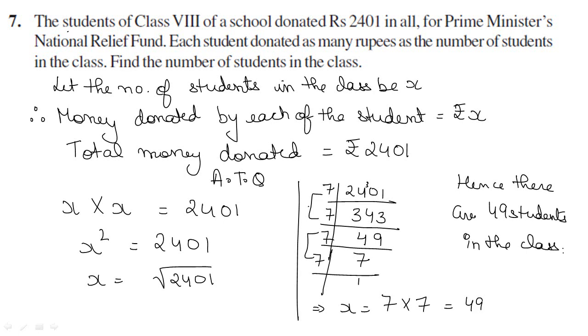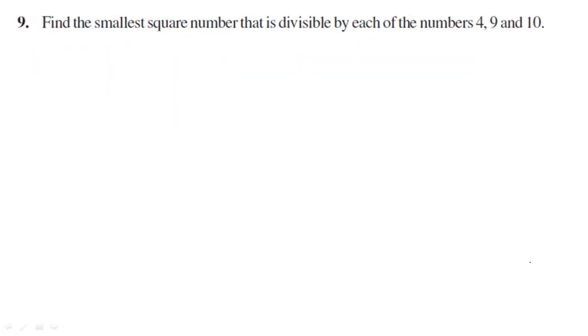Now let's see the last question, number 9, in which you have to find the smallest square number that is divisible by each of the numbers 4, 9 and 10. That means you have to find the smallest square number which is divisible by these three numbers. If you remove the word square, what does it become? Find the smallest number that is divisible by each of the numbers 4, 9 and 10. That means you need to find the LCM of 4, 9 and 10.